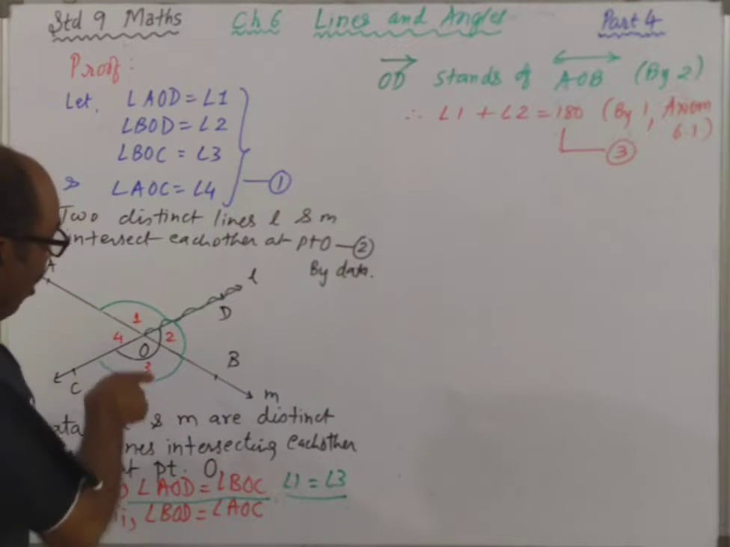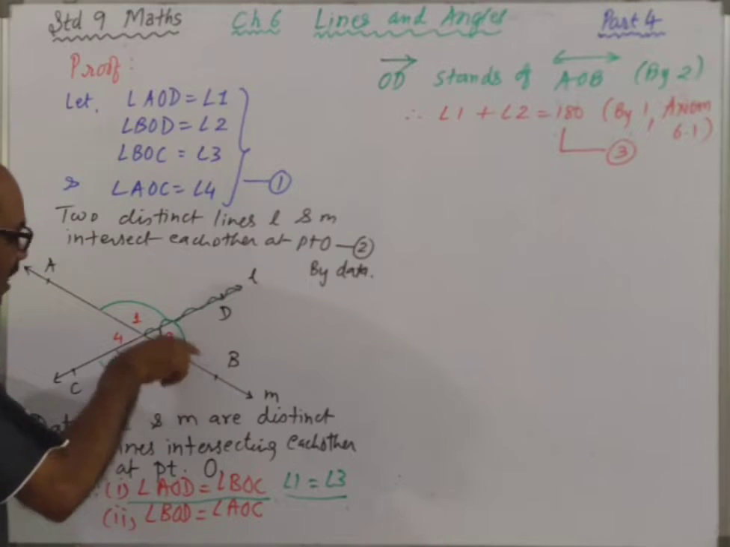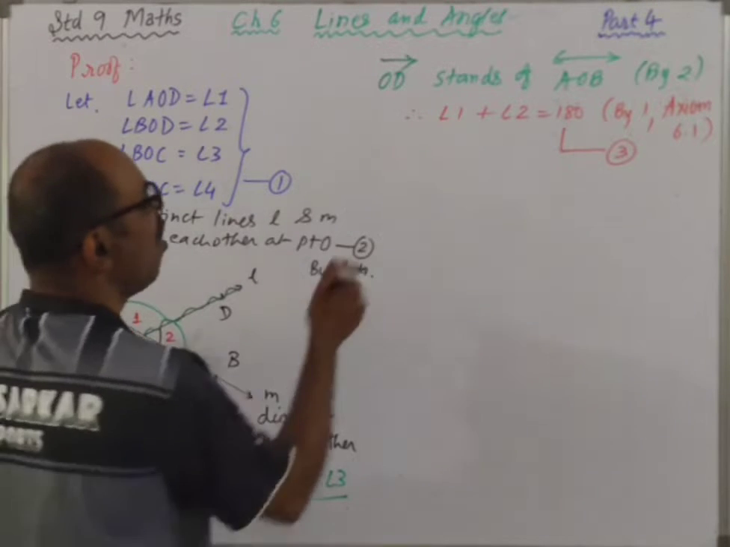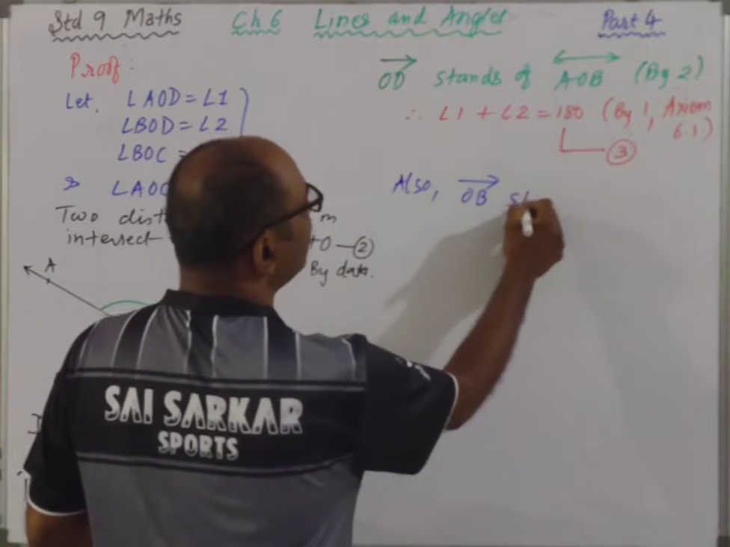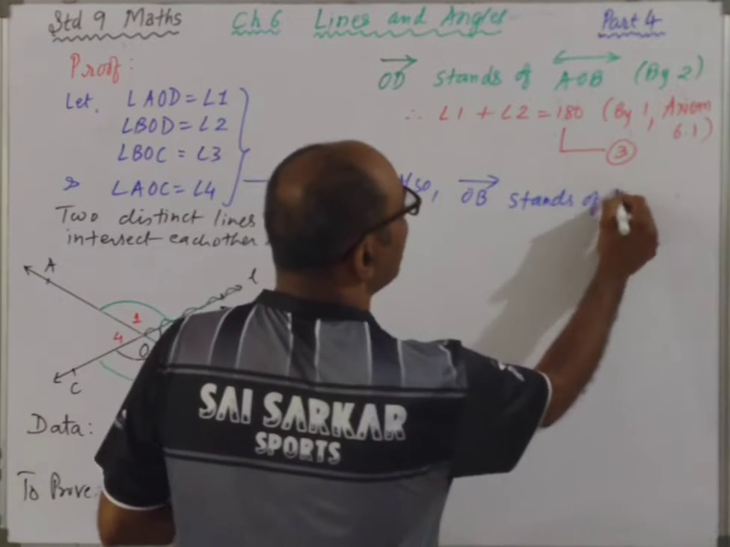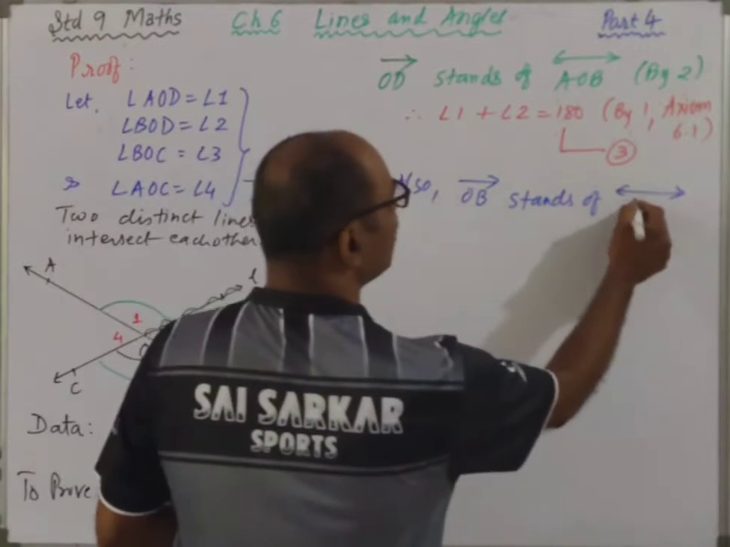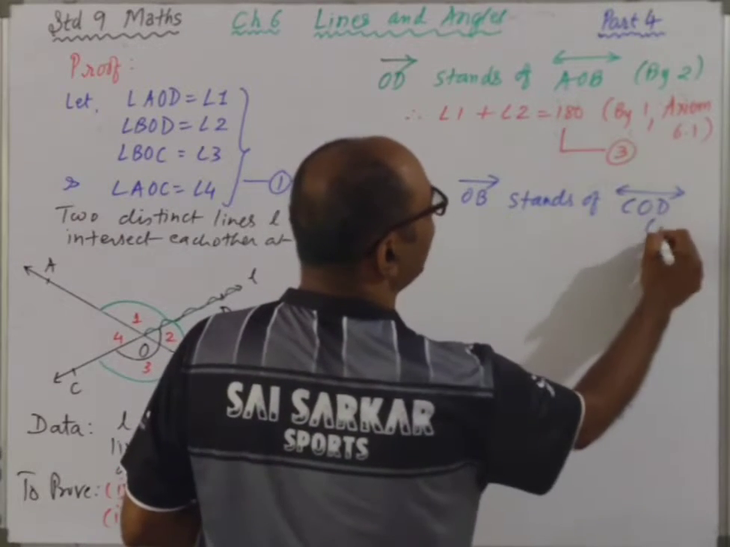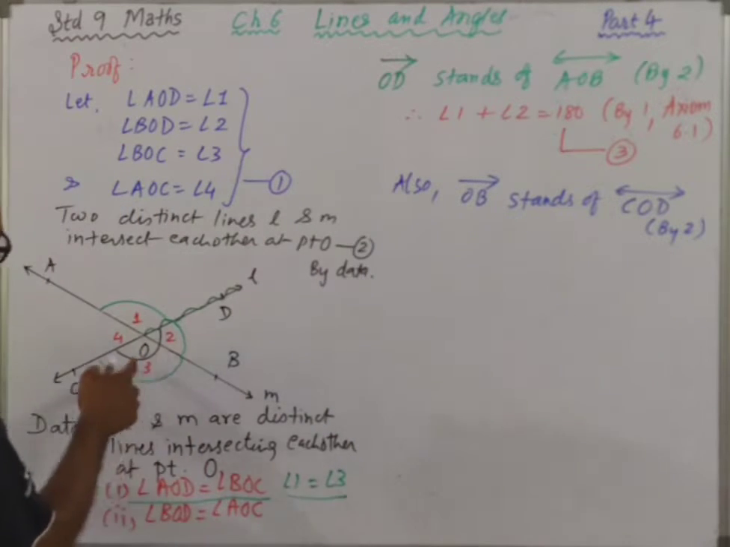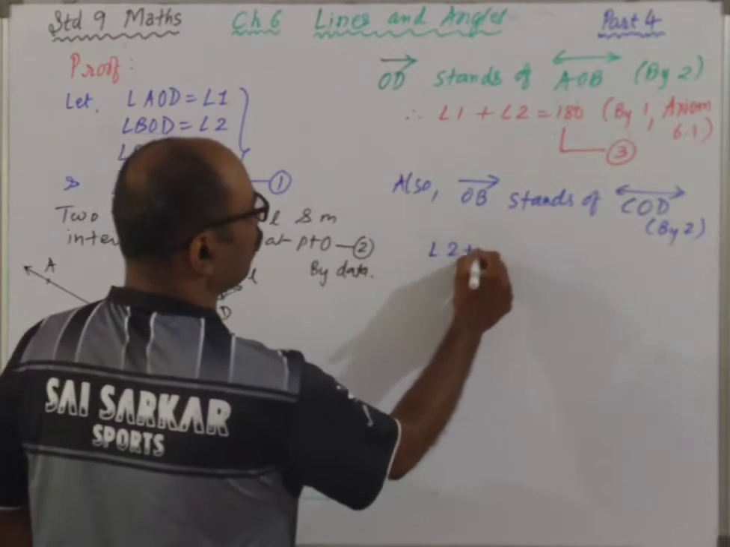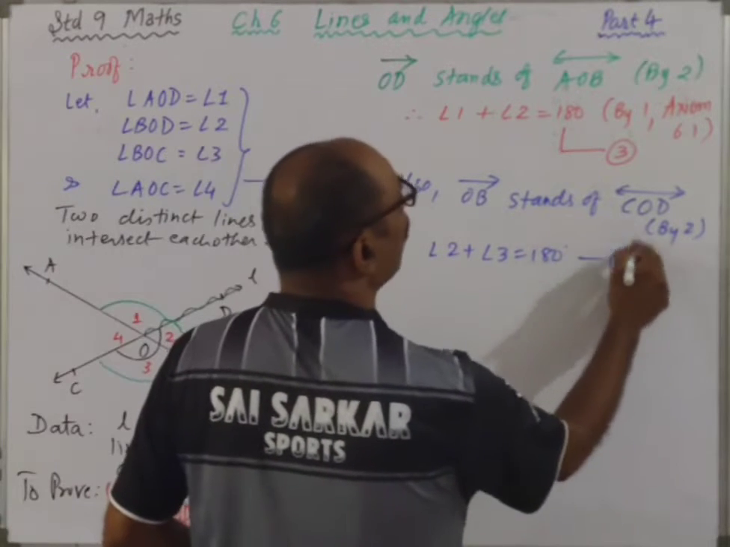Alright. Now, ray OB stands on line COD. Also, ray OB stands on line COD, so you can say that angle 2 plus angle 3 is equal to 180. Call it result number 4.